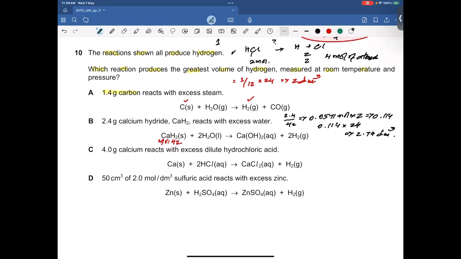ओके, थर्ड 4 ग्राम ऑफ कैल्शियम. सो सबसे पहले मोल्स कैलकुलेट करते हैं. 4 डिवाइडेड बाय 40, यू विल गेट 0.1 मोल. जो मोल्स कैल्शियम के एग्जैक्टली वही मोल्स हाइड्रोजन के, बिकॉज ऑफ 1:1 रेशियो. तो इसको अगर मैं 24 डीएम क्यूब से मल्टीप्लाई कर दूंगा तो मुझे वॉल्यूम मिल जाएगा. दैट इज 2.4.